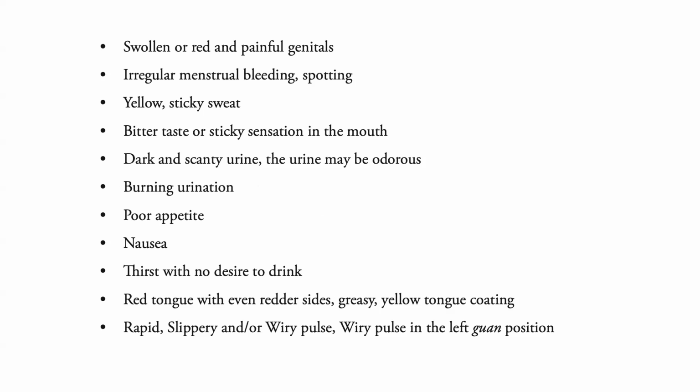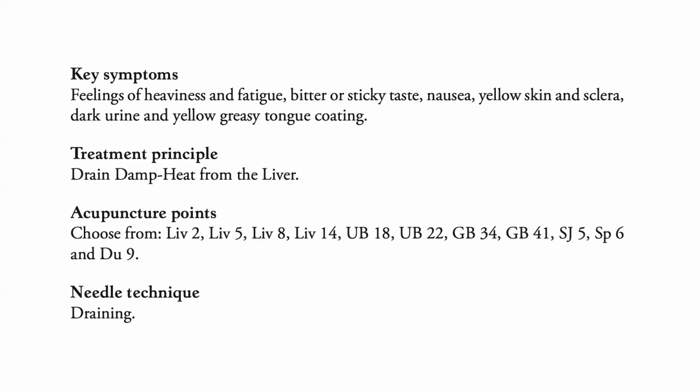dark and scanty urine, the urine may be odorous, burning urination, poor appetite, nausea, thirst with no desire to drink, red tongue with even redder sides, greasy yellow tongue coating, rapid, slippery and or wiry pulse in the left guan position. The key symptoms: feelings of heaviness and fatigue, bitter or sticky taste, nausea, yellow skin and sclera, dark urine, and yellow greasy tongue coating. Treatment principle: drain damp heat from the liver.